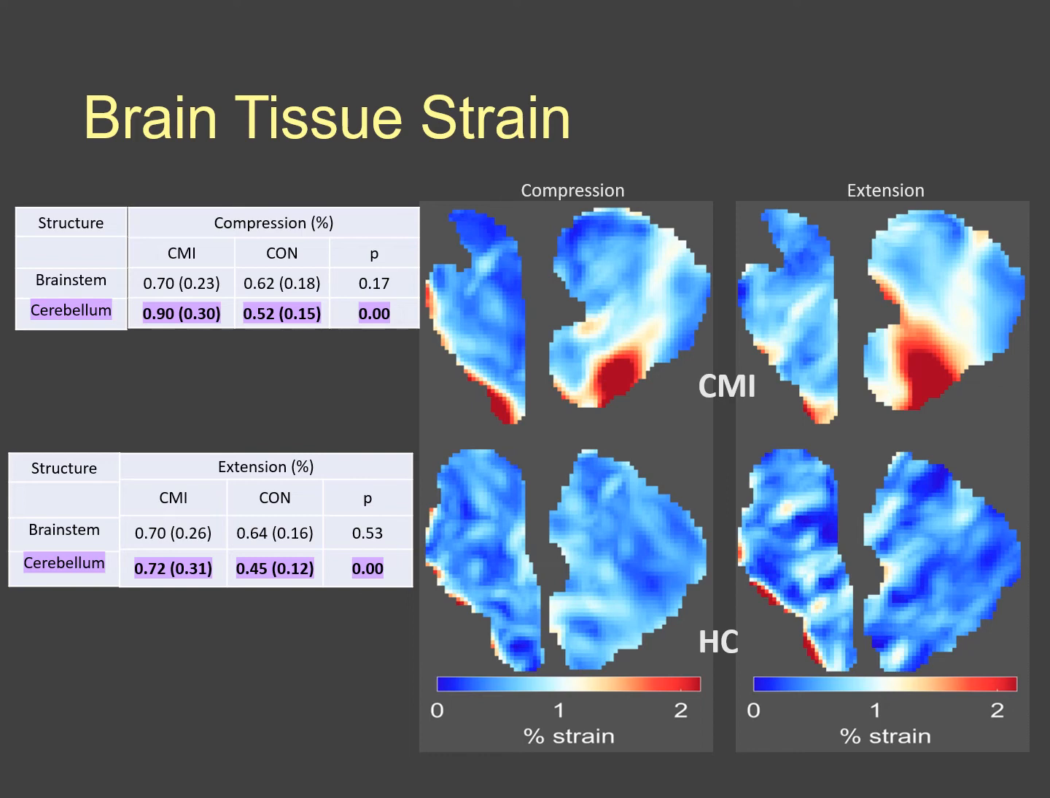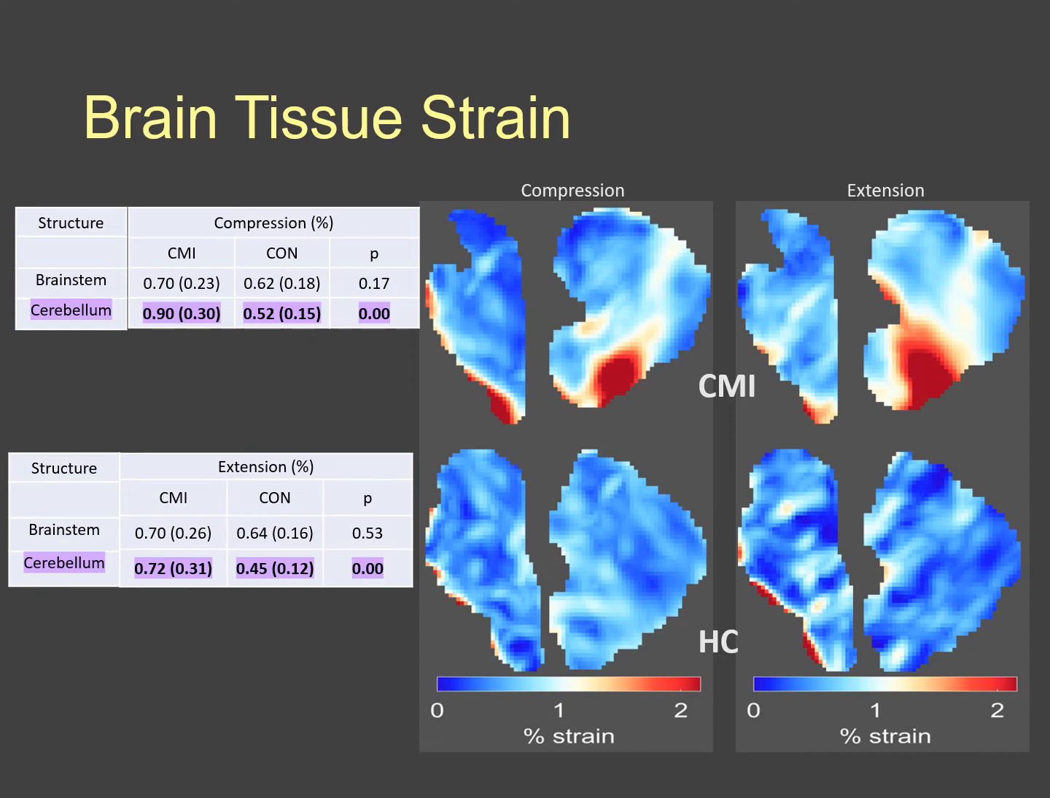And if you look at the statistics, we show that only the cerebellum had statistically more strain, both compression and extension, compared to healthy controls. The brainstem did not. And that amount of difference was around, not quite double, but something like 75% more compression strain and extension strain in the cerebellum for Chiari patients compared to healthy controls.